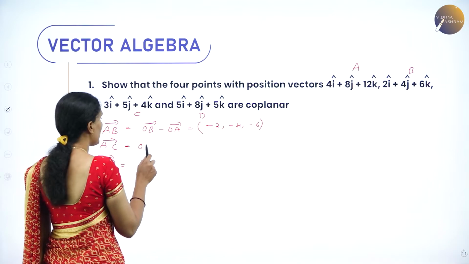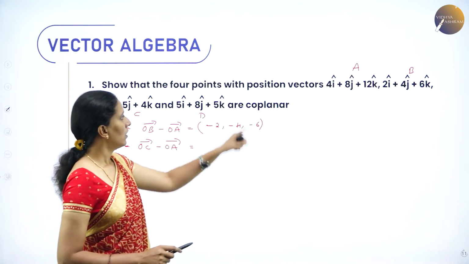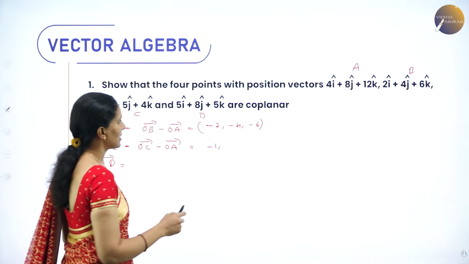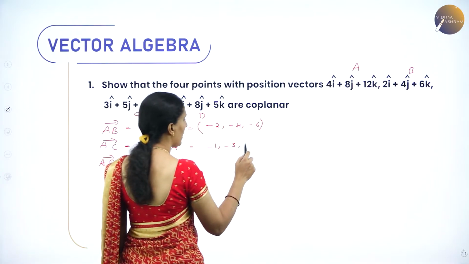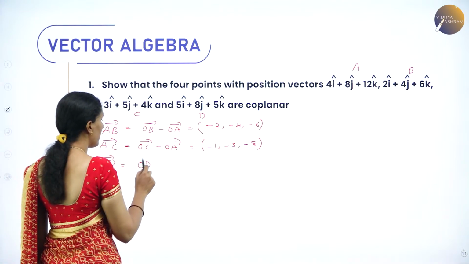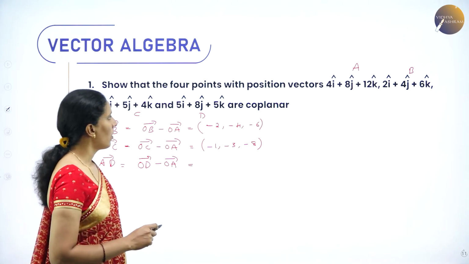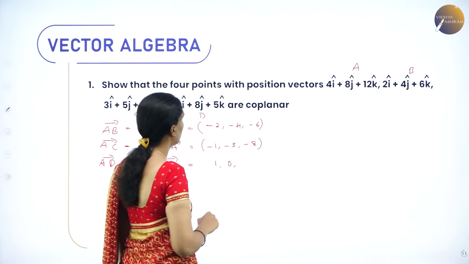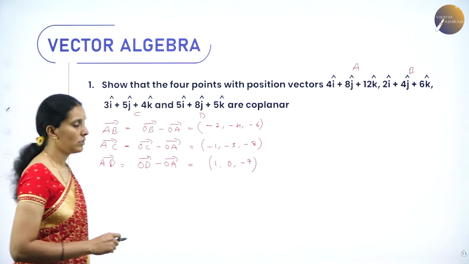Next, OC minus OA. I need to subtract vector A from vector C. So 3 minus 4 is minus 1, comma 5 minus 8 is minus 3, comma 4 minus 12 is minus 8. Next, I'll take OD minus OA. So again I have 5 minus 4, 1, 8 minus 8, 0, 5 minus 12, minus 7. So these are the components.